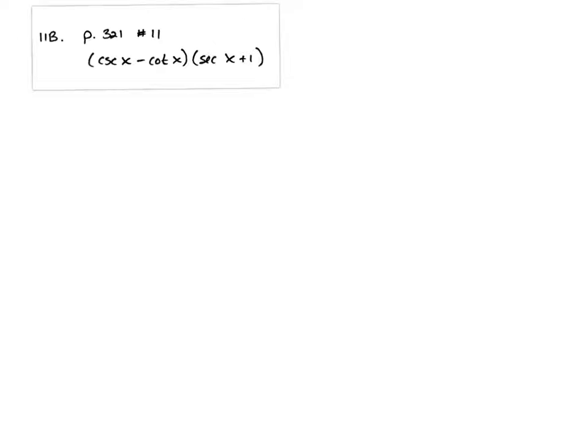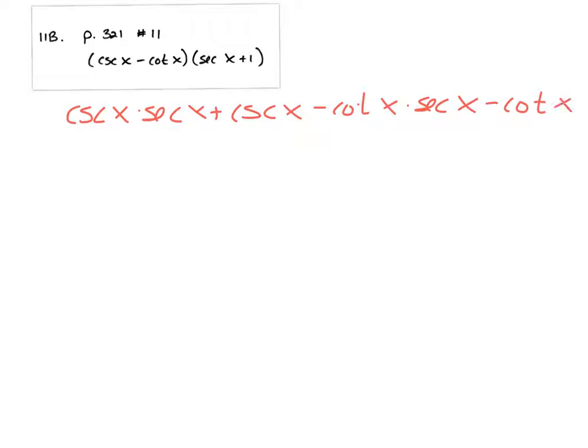So when I FOIL this out, I get cosecant of x times secant of x plus cosecant of x minus cotangent of x times secant of x minus cotangent of x. So that's just FOILing it out.